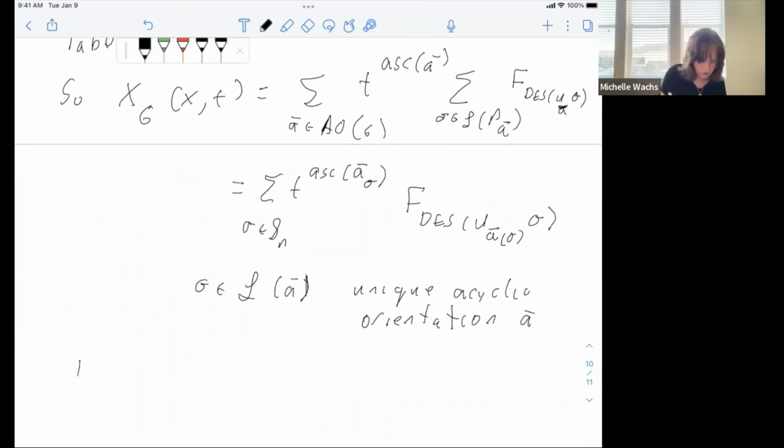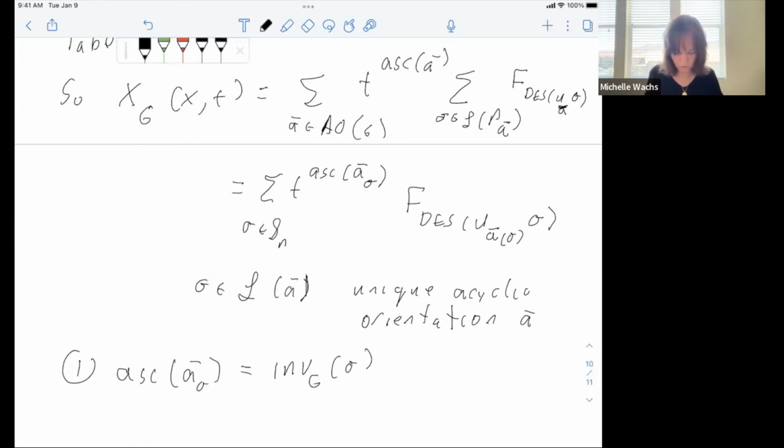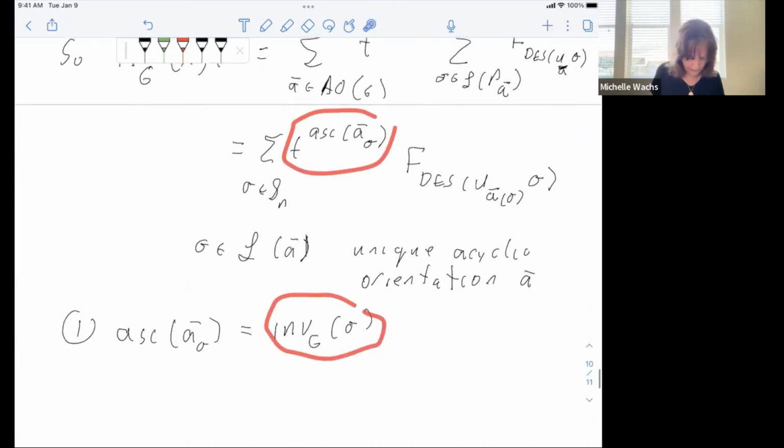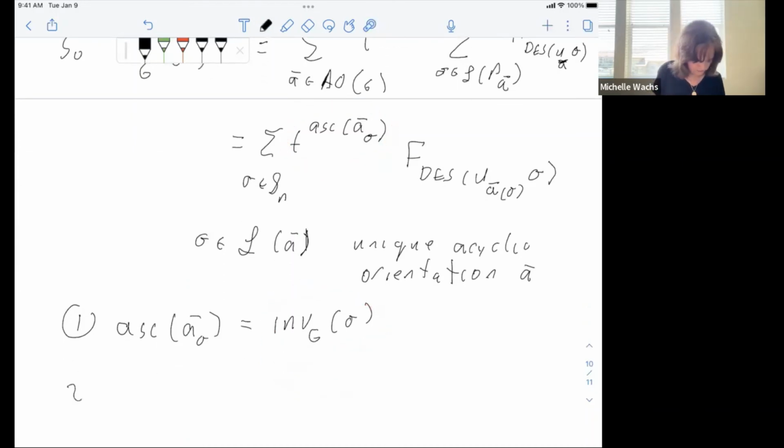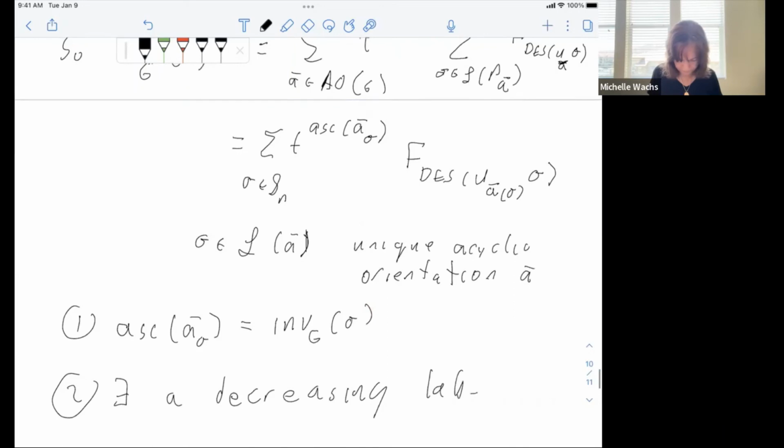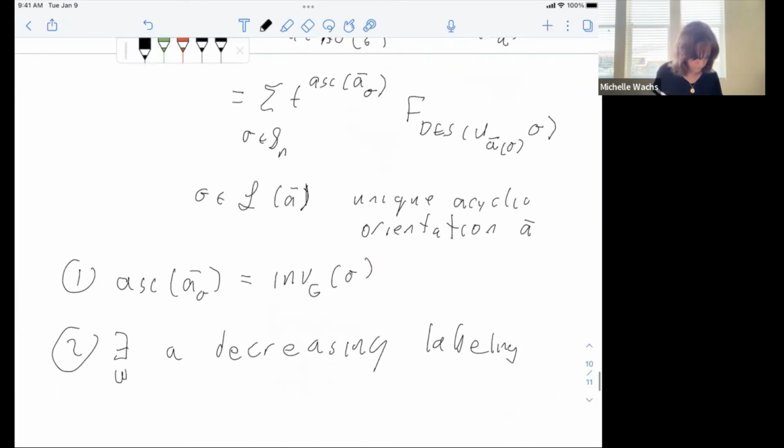And then we note two things. The first one is easy to see; you just need to think about it for a minute, that this is true, so we can replace this by this. And then it's harder to find a decreasing labeling omega. Not omega, I better use something different than omega.